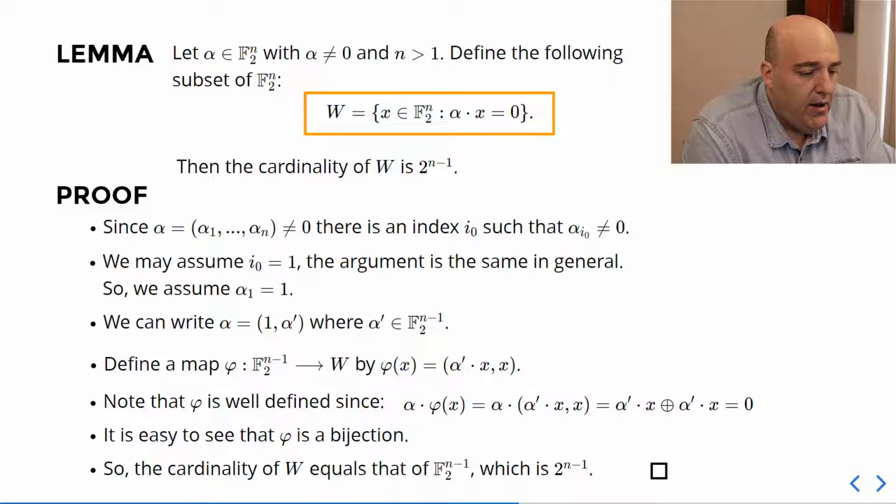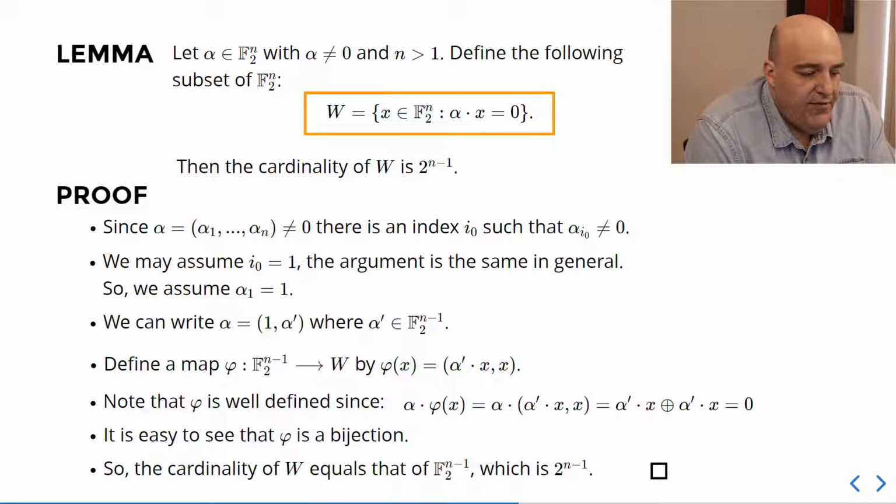And we can easily check it's well defined because alpha dot phi of x is just alpha dot that vector we defined. And if you think about that for a second, it just turns out to be alpha prime dot x plus alpha prime dot x. And when you add two elements that are the same, you always get 0, right? In F2, z plus z is always 0.